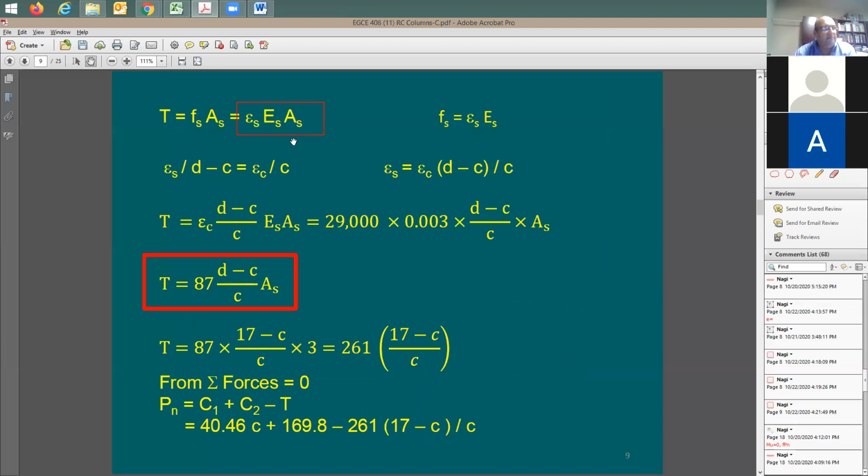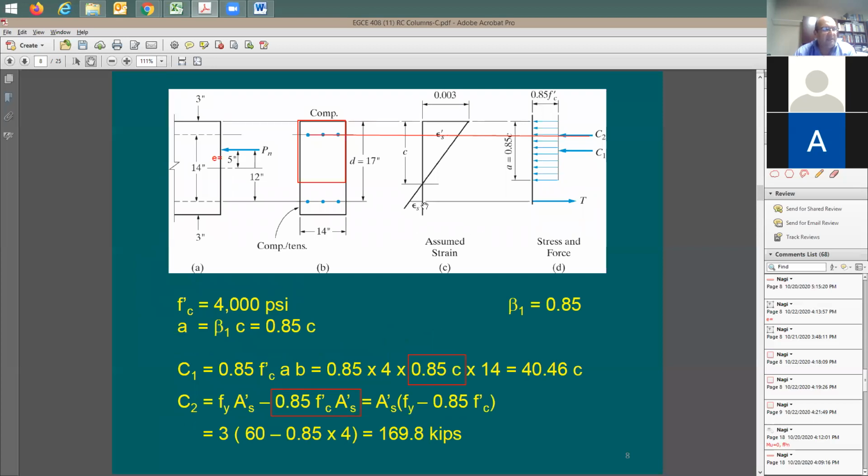Now, I can relate this steel strain in tension to the depth c, because I can simply say this epsilon s divided by d minus c. What is d minus c? The distance from here to there. It's going to be equal to 0.03 divided by c. The depth d is equal to 14 plus 3. Now we are talking about the depth. From where to where? From here to there, and the depth is 17 inch. It's going to be right here, this number.